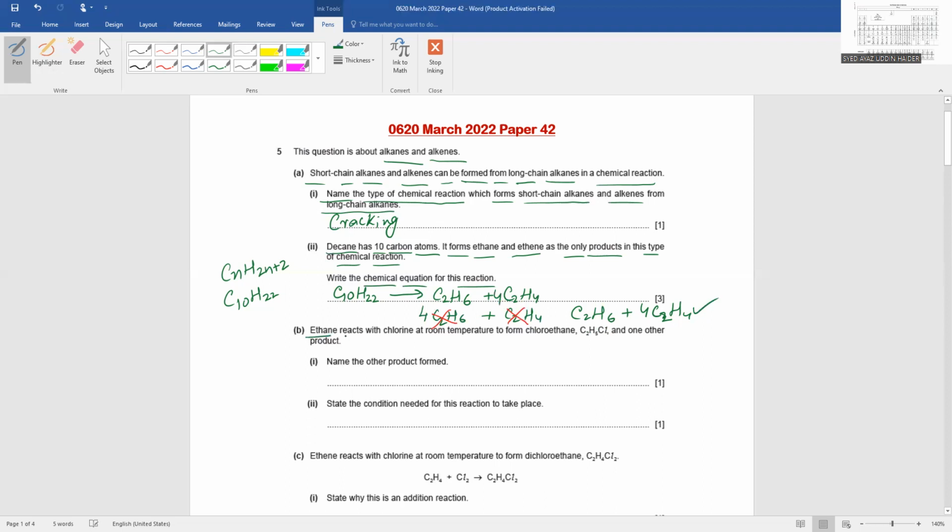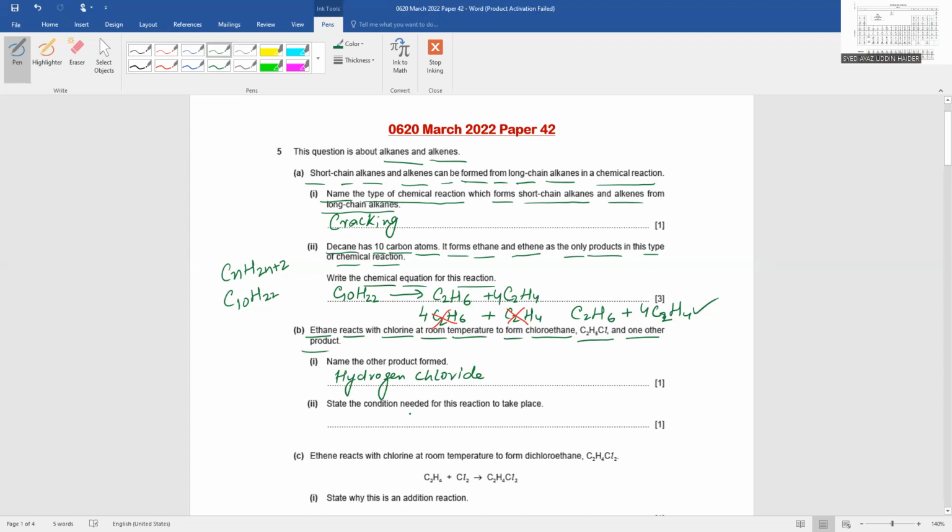Part B. Ethane reacts with chlorine at room temperature to form chloroethane, C2H5Cl, and one other product. Name the other product formed. It's very easy. It's a substitution reaction of ethane. The other product is hydrogen chloride. As you are reacting with chlorine, you will get hydrogen chloride. If you are reacting with bromine, you will get hydrogen bromide.